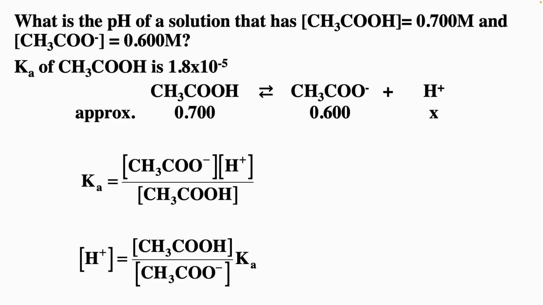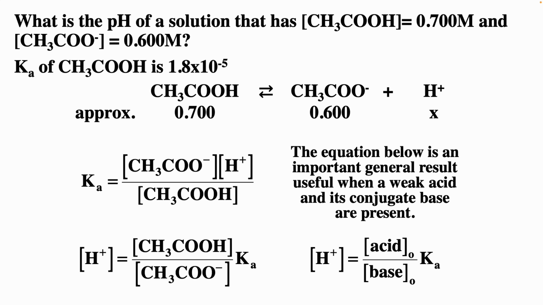Now, it's kind of interesting. We have our Ka equal to products over reactants, coefficients become exponents, pure solids and pure liquids do not appear. And so this is our expression for our Ka. Now, if we multiply both sides by the acetic acid concentration and divide both sides by the acetate ion concentration, we get that the hydrogen ion concentration is equal to the acetic acid concentration divided by the acetate ion concentration times our Ka. Now, we can actually calculate the hydrogen ion concentration straightforwardly just this way.